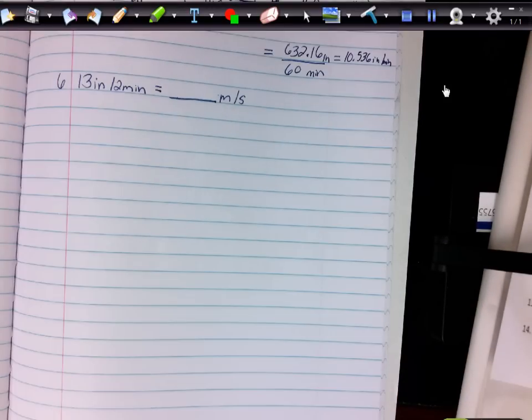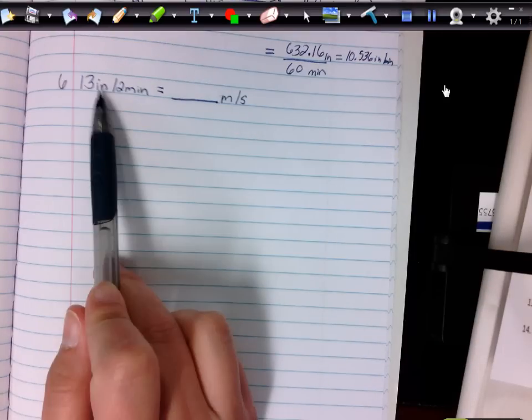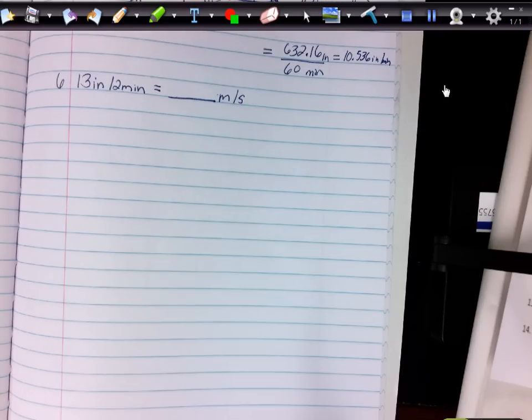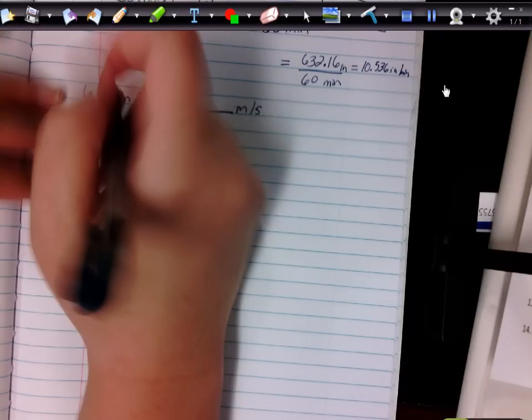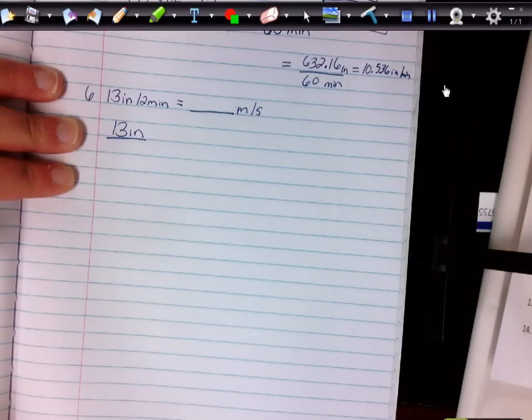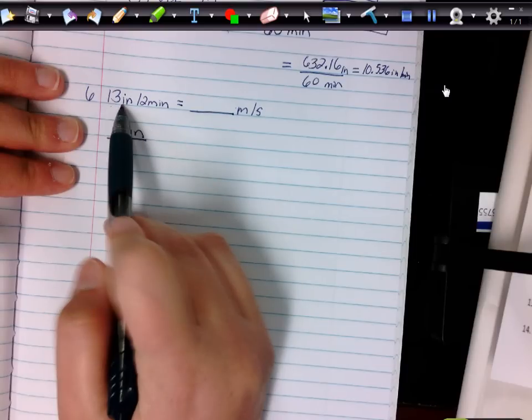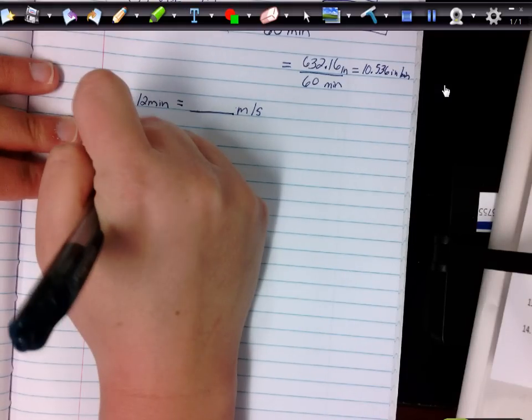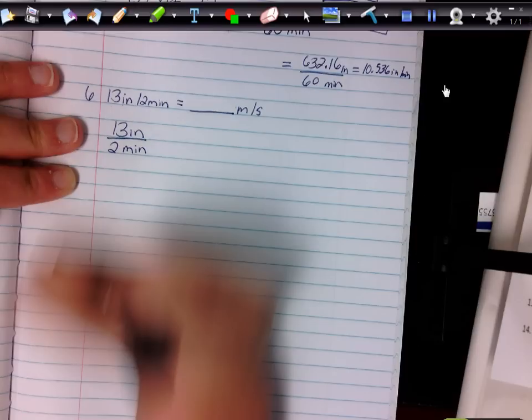All right, this is our last example. We have 13 inches per 2 minutes, and we want to know how many meters per second that actually is. So we want to go inches to meters and minutes to seconds. So we're going to set this up in our fraction, 13 inches. Now, until now we've always put it over 1, but this tells us 13 inches every 2 minutes. So it's going to be 13 inches over 2 minutes instead of 1 here because we have a denominator.